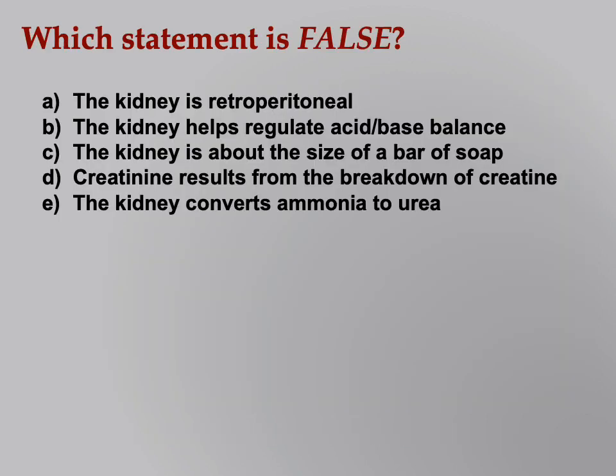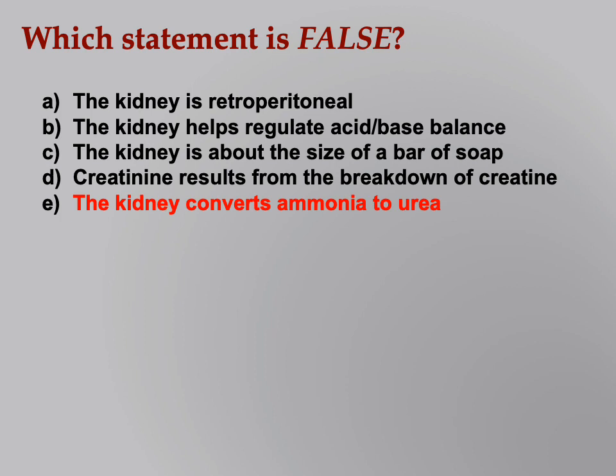Okay, which statement is false? Kidney is retroperitoneal. The kidney helps regulate acid-base balance. Kidney is about the size of a bar of soap. Creatinine results from the breakdown of creatine. The kidney converts ammonia to urea. Pause the video, figure out the answer, then come back and take another look.